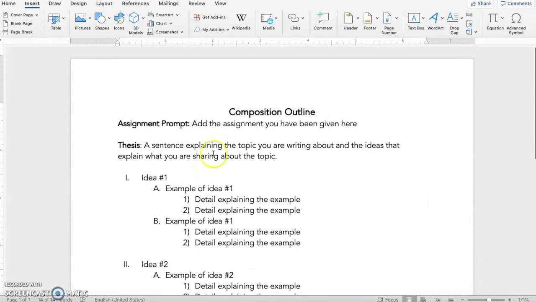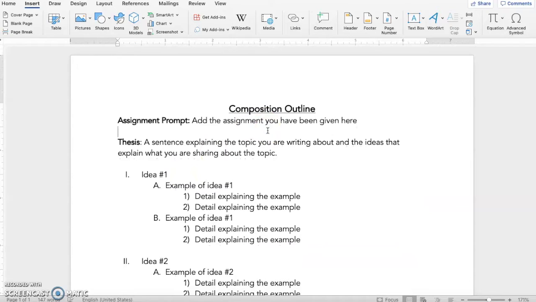So let's get started. I'm just going to do an example assignment, and then I will write out an outline for you to kind of get an idea of how it is that we use these outlines, how we fill them in order to have a better idea of what we're going to be writing in our essays.